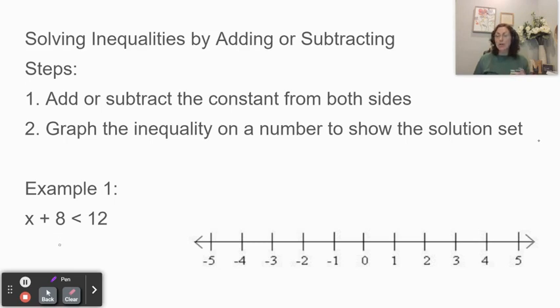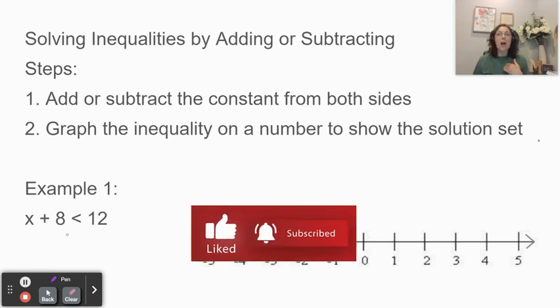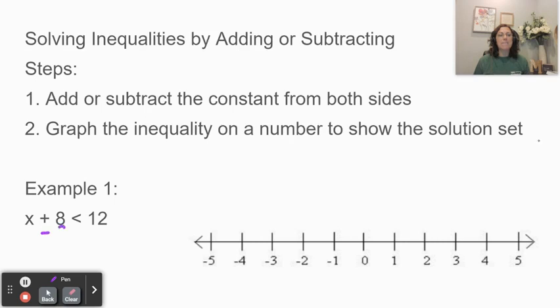I want you to ask yourself what's happening to the variable. It's being added by 8. We're going to do the opposite of adding 8, which is to subtract 8 from both sides of the inequality. You'll notice that I wrote the minus 8 underneath the plus 8 because those are like terms, and I wrote it underneath the 12 because we're doing the same thing to both sides. The plus 8 and minus 8 cancel each other out because 8 minus 8 gives us 0. So I'm left with just x on the left, is less than 12 minus 8, which is 4. So my solution is x is less than 4.